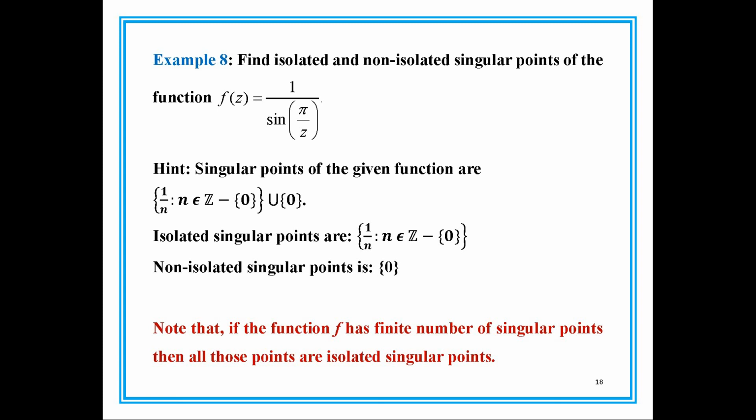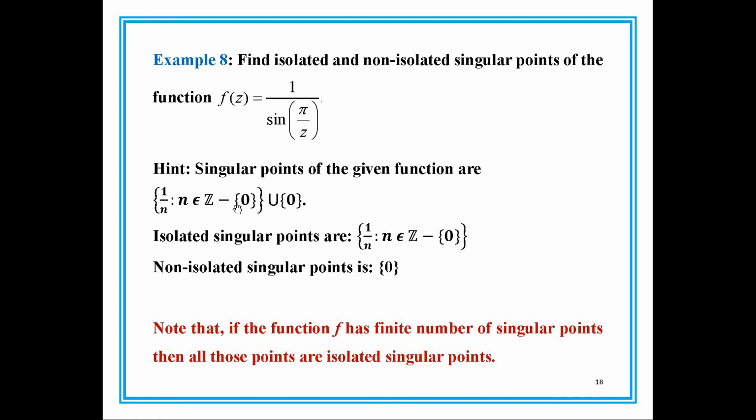One more example, I am leaving it for you to check. Note that the hint is already given. We have a function f of z is equal to 1 upon sine of pi by z. We want to find what are the isolated and non-isolated singular points of this function. For singular points, our criterion is the denominator should be equal to 0. So sine of pi by z is equal to 0. That means z is 1 upon n for n belonging to any integer except 0.